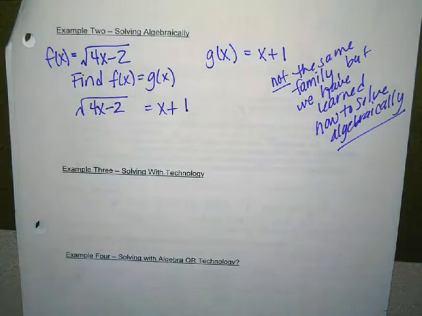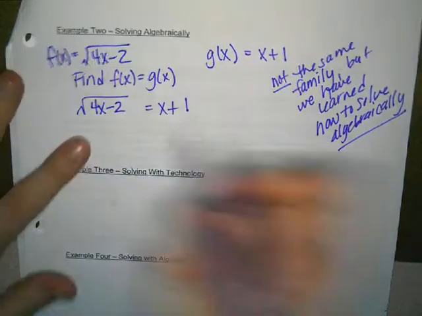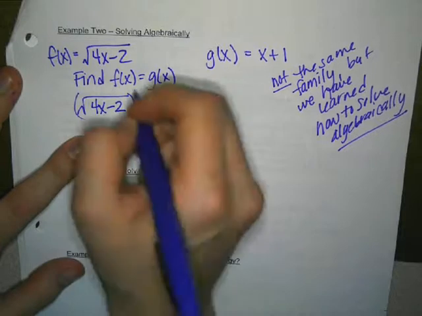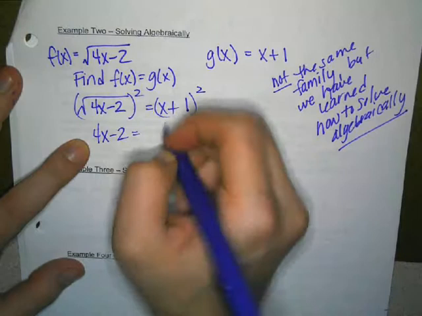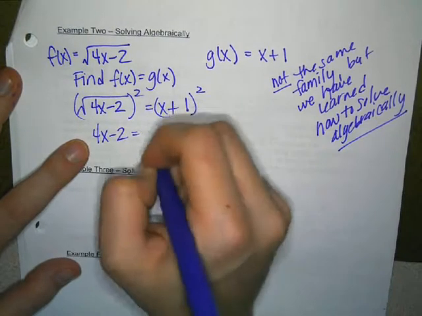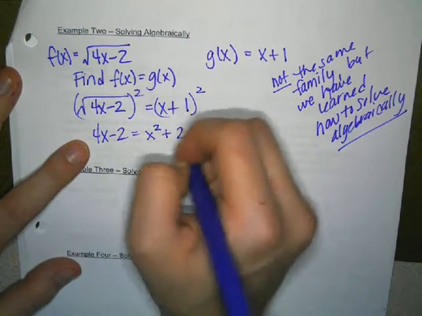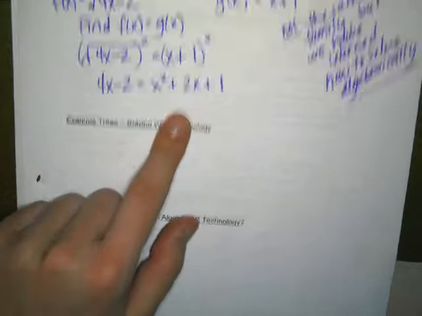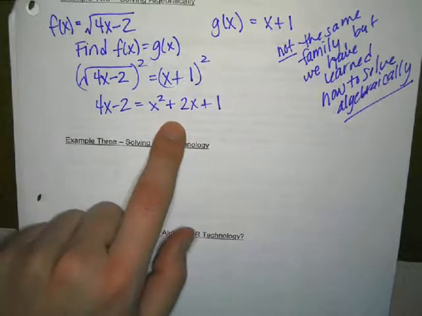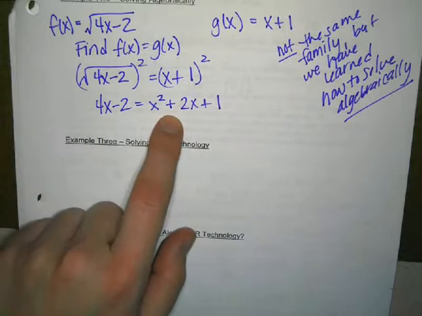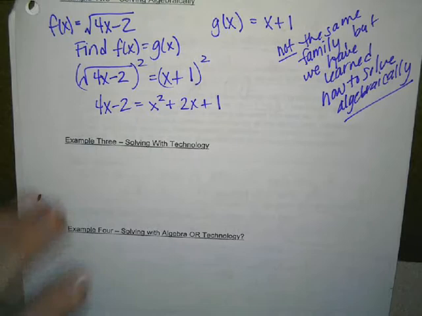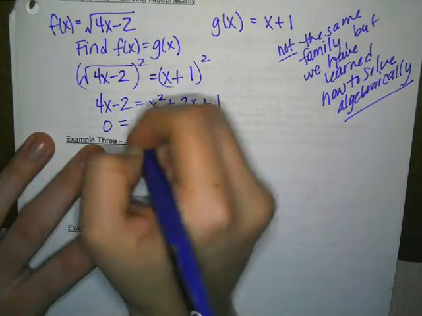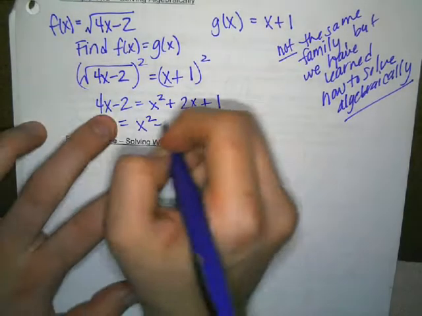And then if we were to solve this algebraically, to get rid of the radical, you would square both sides. So you get 4x minus 2 equals, now we'd have to FOIL here, so if you FOIL, you get x squared plus 2x plus 1. And then what's nice in this scenario, because we've done problems like this before, is you have a quadratic, and so to solve this, we move everything over to one side, get it equal to 0. Subtract 4x, add 2.